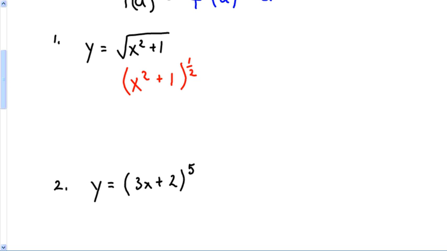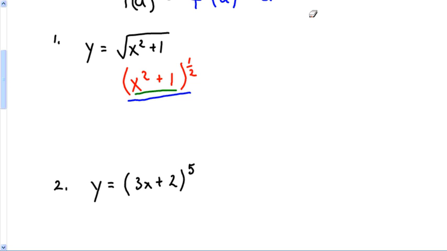Now, here's what I need you to recognize. You've got two functions in this problem. The x squared plus 1 is a function all of its own. And then you've also got this x squared plus 1 to the 1/2 power, which is a function of its own too. So once again, we've got a function of a function. We need to take the derivative of the whole function, and then multiply it by the derivative of the inside.